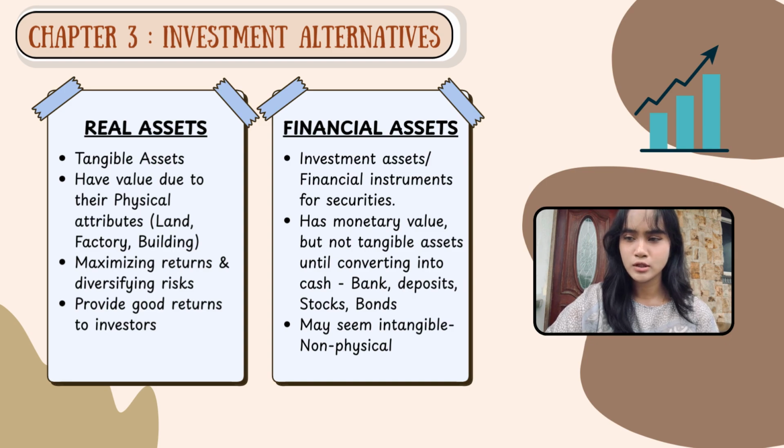Next is financial assets. For financial assets, this refers to investments, instruments, or securities such as bank deposits, stocks, and bonds. Financial assets have monetary value, but unlike real assets, they are not physical. Financial assets are not physical, they only become tangible when they are converted into cash. So overall, financial assets may seem intangible or non-physical, but they are still very important because they help generate income and wealth.